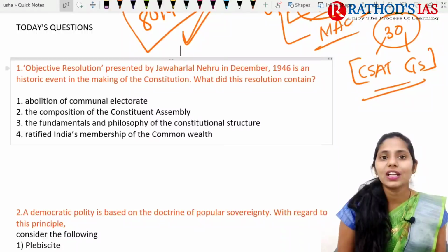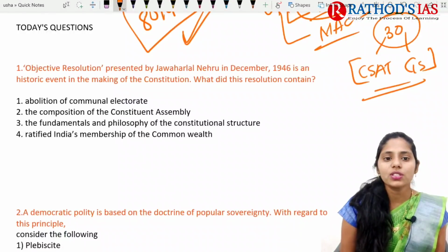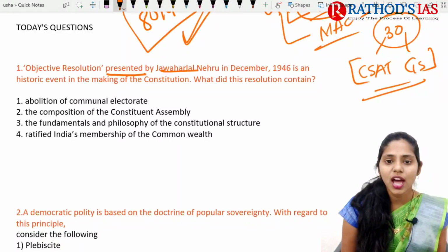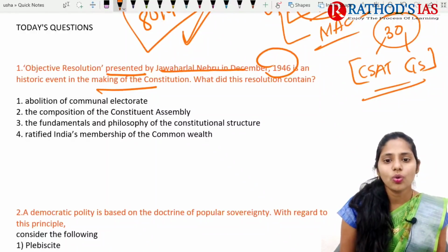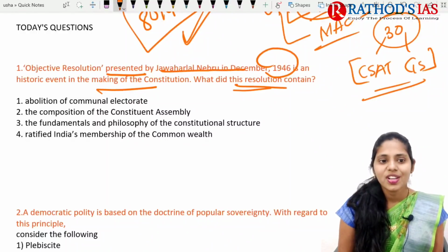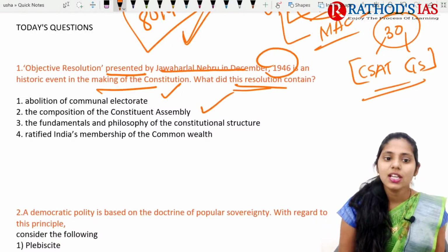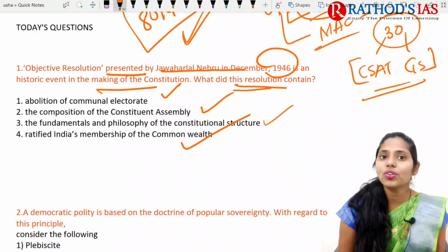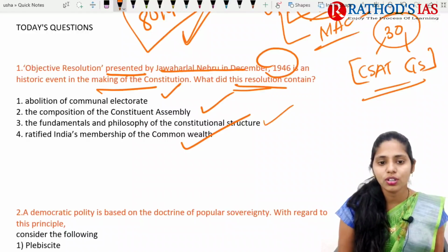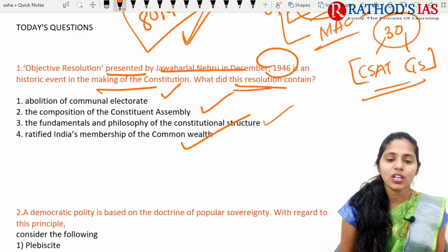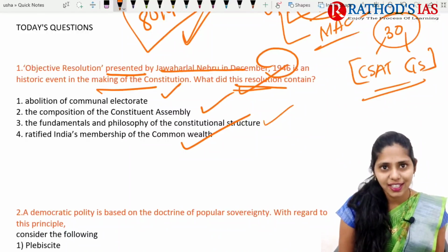So the first question is regarding the Objective Resolution. The Objective Resolution was presented by Jawaharlal Nehru in December 1946. It is a historic event in the making of the Constitution. So what does this resolution contain? Option A is abolition of communal electorate. Second is composition of the Constituent Assembly. Third is fundamentals and philosophy of the constitutional structure. And fourth is ratification of India's membership of the Commonwealth. Okay, so you can select the correct option.